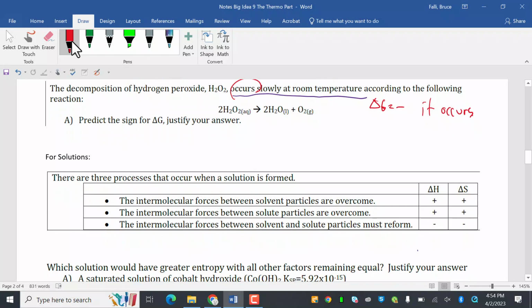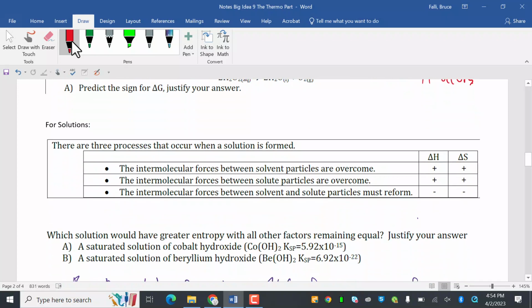Solutions. Oh my goodness. Here we go again. You guys always get mad at me. This keeps coming back and keeps coming back, and you keep saying we never do it. We're talking about particles breaking. Intermolecular forces between solvent particles are overcome. Okay? So when you are breaking solvent to solvent, that's a positive delta H. Okay? If you are separating solvent, that is a positive delta S.